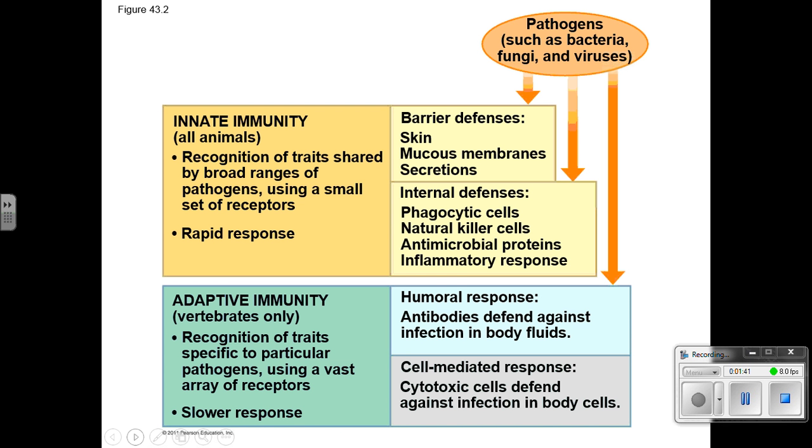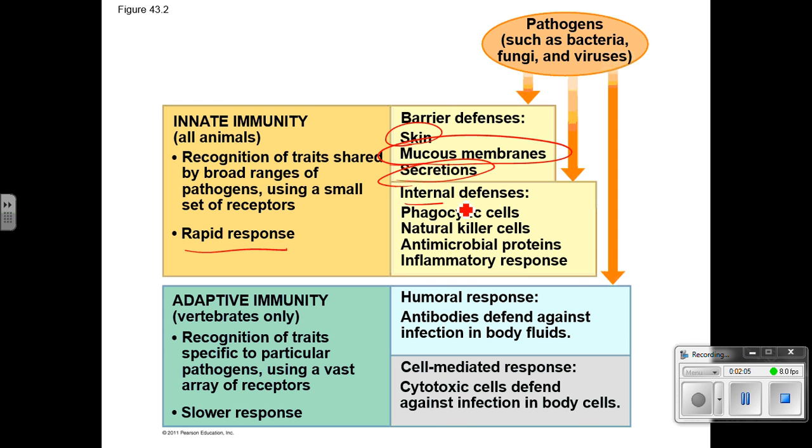So let's look at some examples of these. Innate immunity, all animals have this. It's a very rapid response. So maybe some examples would be skin secretions. You actually secrete sweat. There is a purpose. It actually reduces bacterial growth. Your mucous membranes will help protect your mouth, things like that.